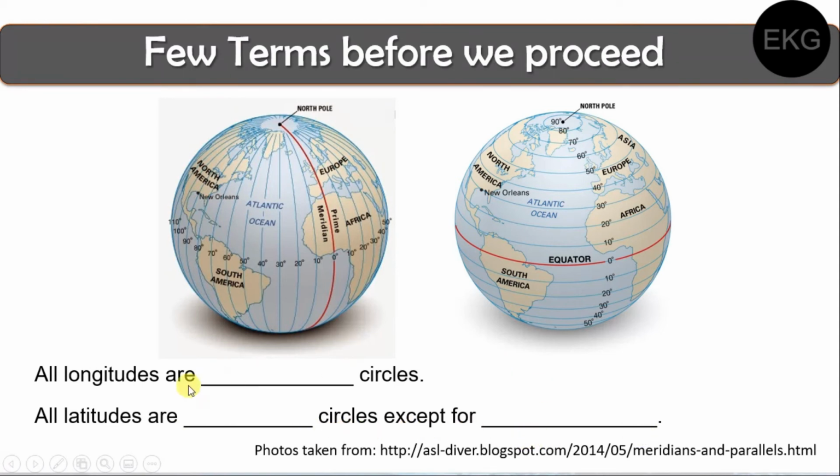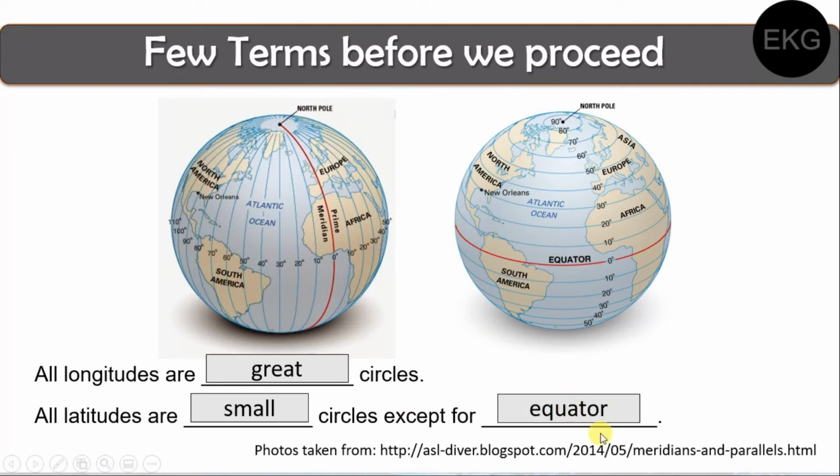Okay. Now, if you answered here that all longitudes are, okay, kung titingnan mo dito, great circles, then sakto yan. Okay. Dito naman, if you answered all latitudes are, okay, small circles, except for the equator, okay, then that is also correct, since the equator is a great circle. Now that we have established what great circles and small circles are, let's discover what are spherical segments.